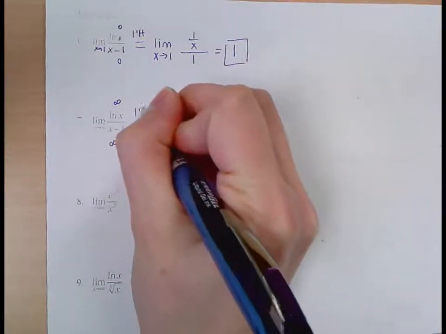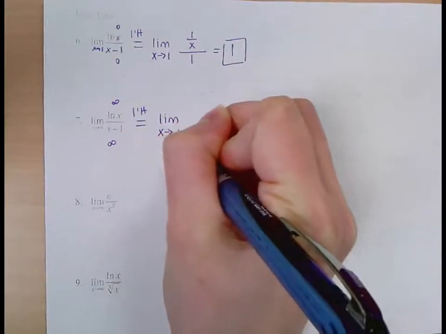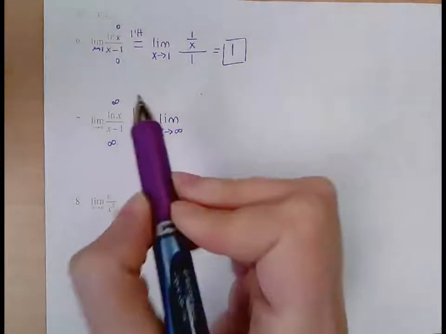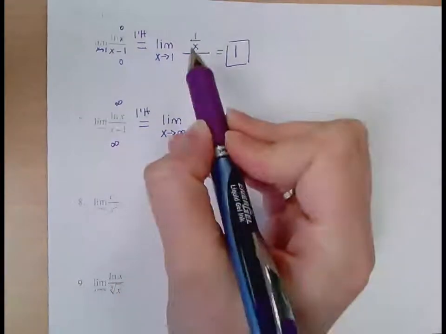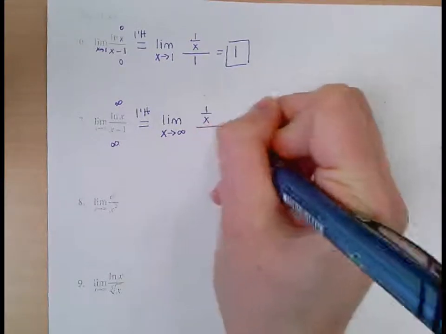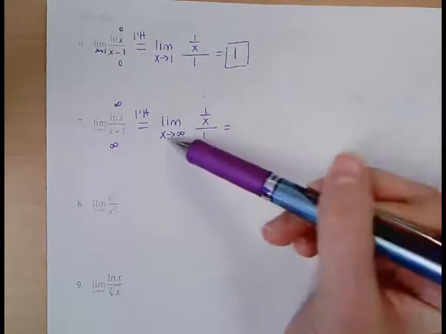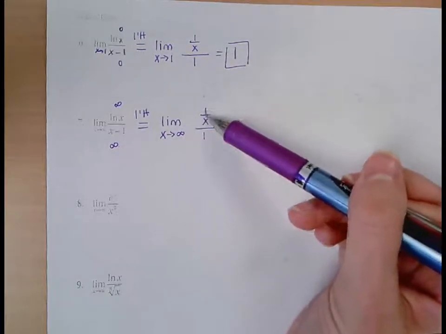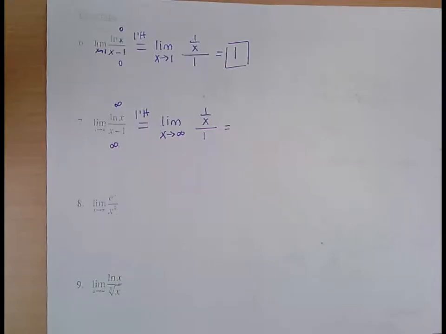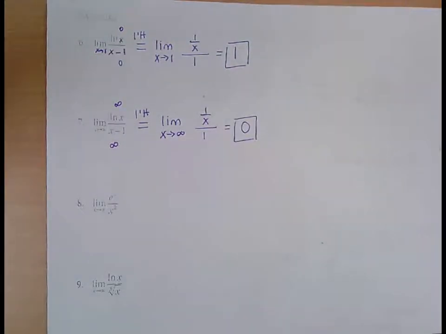So if I apply L'Hopital's rule, I have the limit as x approaches infinity of, so we're going to have the same derivative we had above. Natural log of x is 1 over x. X minus 1 derivative is 1. So then if x is approaching infinity, what does 1 over x approach? 0. Because you have 1 over something very, very large. So that would be a very, very small number that would approach 0.